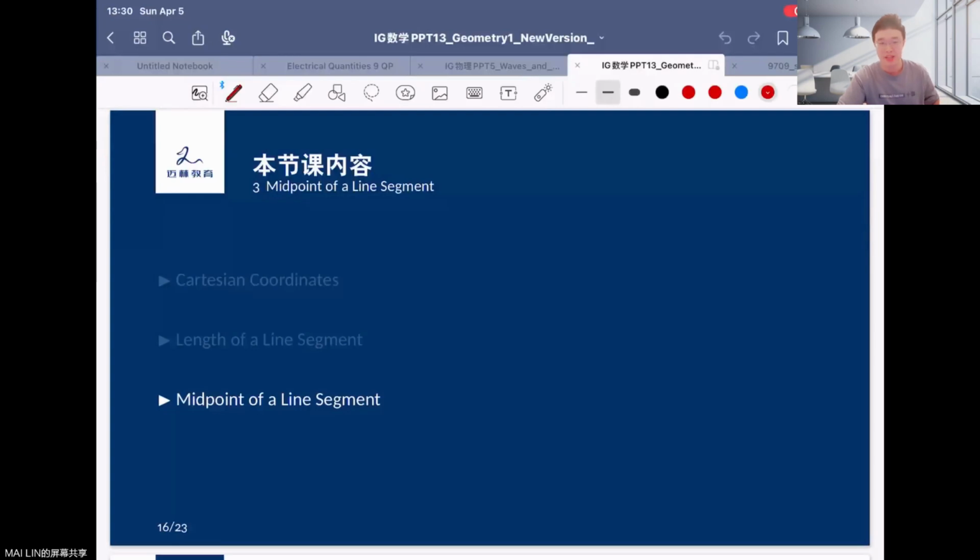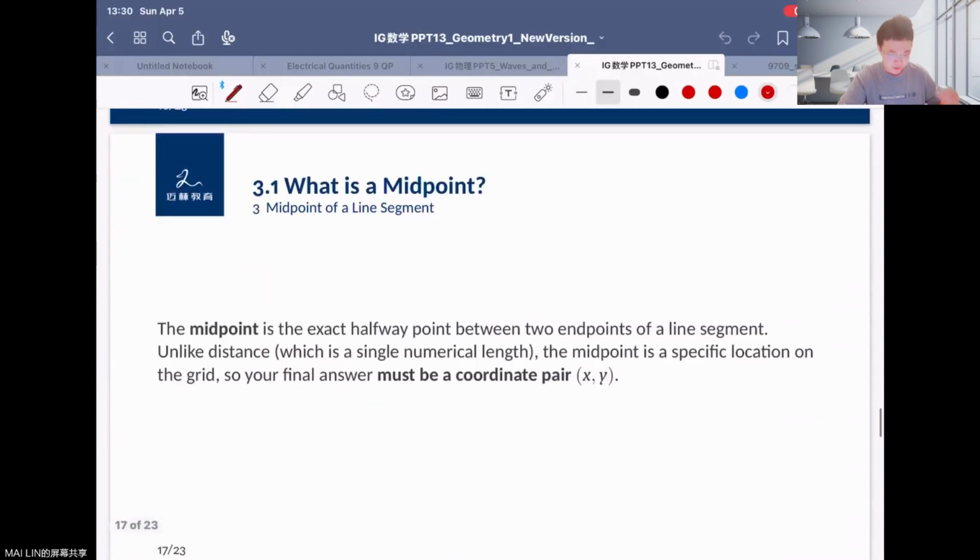Hello guys. Today's topic is about the midpoint of a line segment. Let's move to the first slide about this chapter. First of all, what is a midpoint?